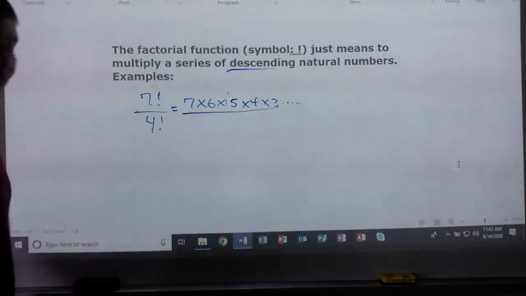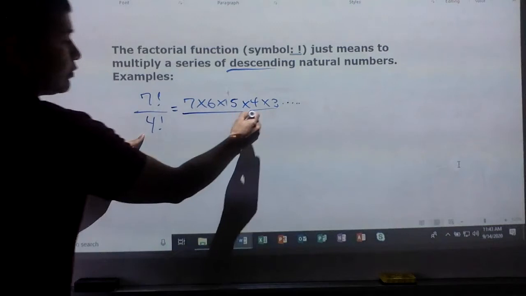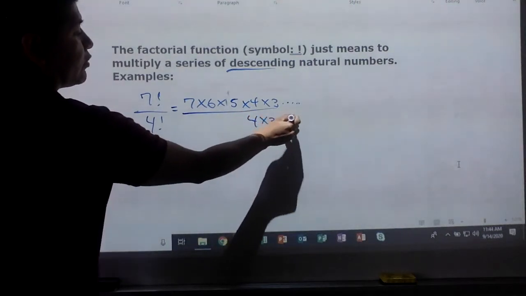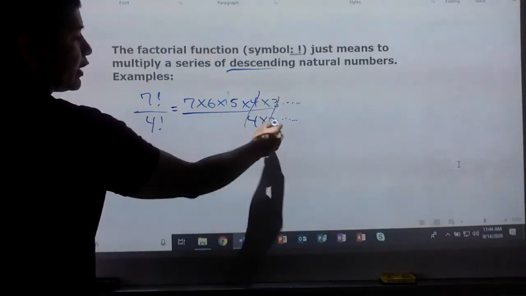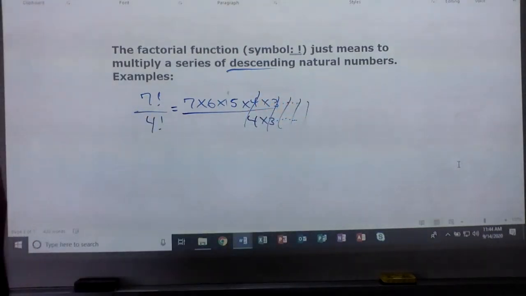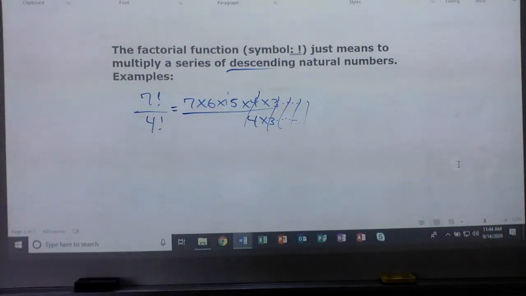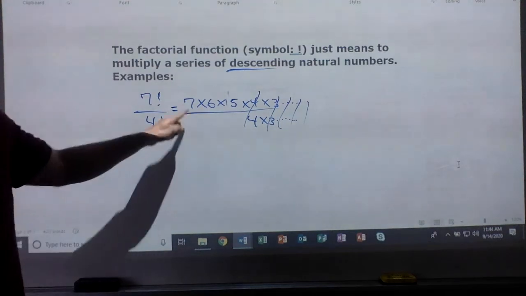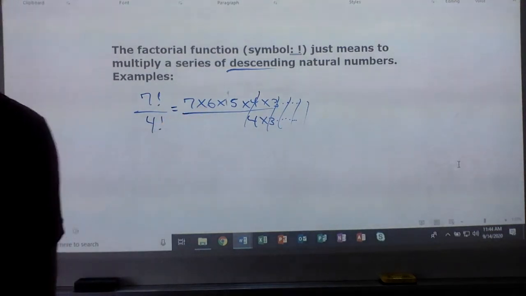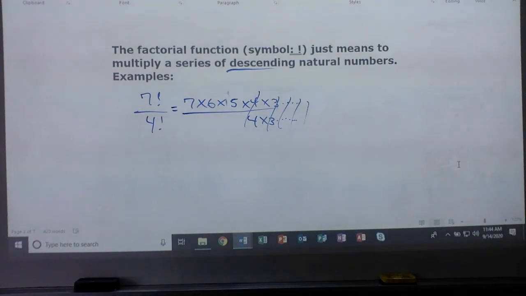Why? Because this is the shortcut. You already have a 4 in the bottom, so 4 times 3, you know you're going to go all the way to 1. So all these numbers are going to cancel. There's no reason for me to write it. So 7 times 6 times 5, if you got a number in the bottom, just pretty much cancel the thing and just multiply. 7 times 6, 42 times 5, that will be your answer. Let me get my calculator so I can make sure I am right. 7 times 6 times 5. I got 210.